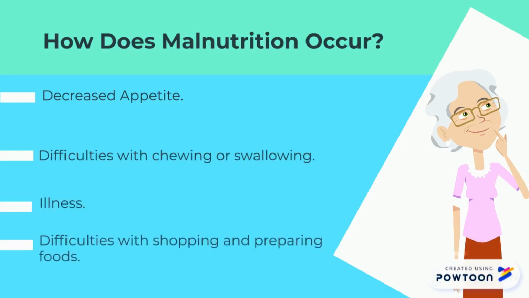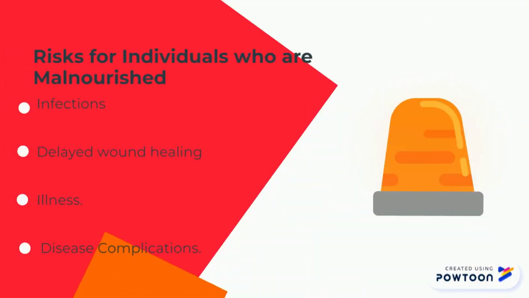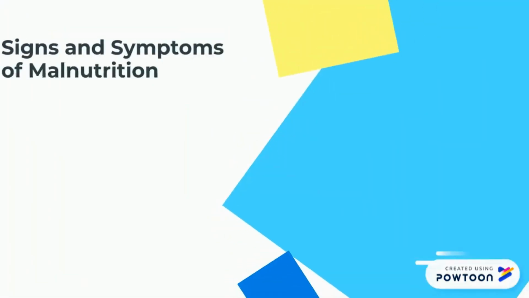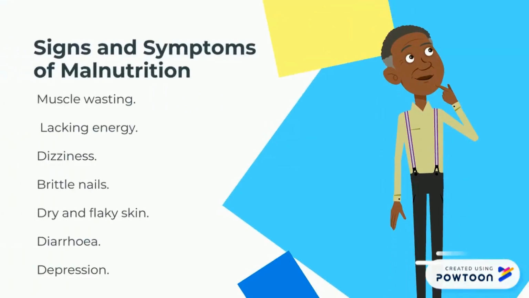Malnutrition is common among older people and individuals living with chronic diseases. Individuals who are malnourished have a greater risk of infections, illness, and complications with existing conditions. The most common symptom of malnutrition is unplanned weight loss. Other signs and symptoms include muscle wasting, feeling tired all the time and lacking energy, increased vulnerability to infection, delayed wound healing, dizziness, irritability, brittle nails, dry and flaky skin, persistent diarrhea, and depression.